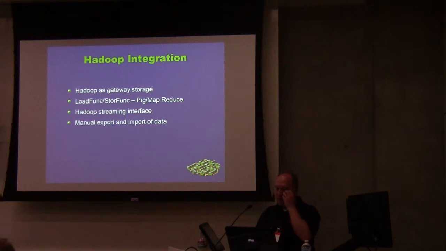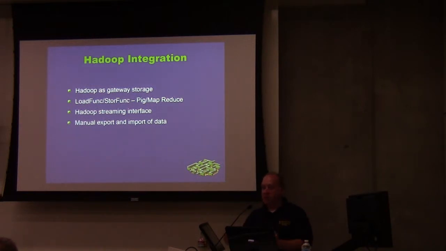So, a little bit more on the big data side, the Hadoop integration. Hadoop acts as a gateway storage mechanism. There are LoadFunc and StoreFunc classes written out there if you are using Pig for MapReduce. So you can use Elasticsearch either as a gateway to pull data into your MapReduce process or as an output to put stuff into it, right?